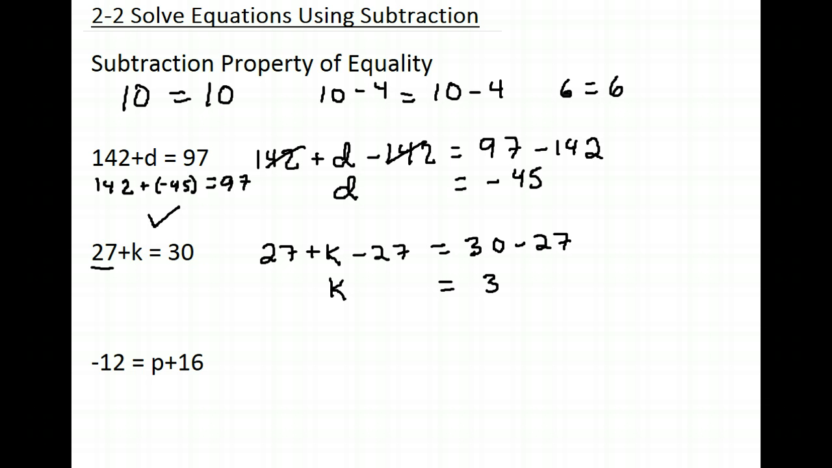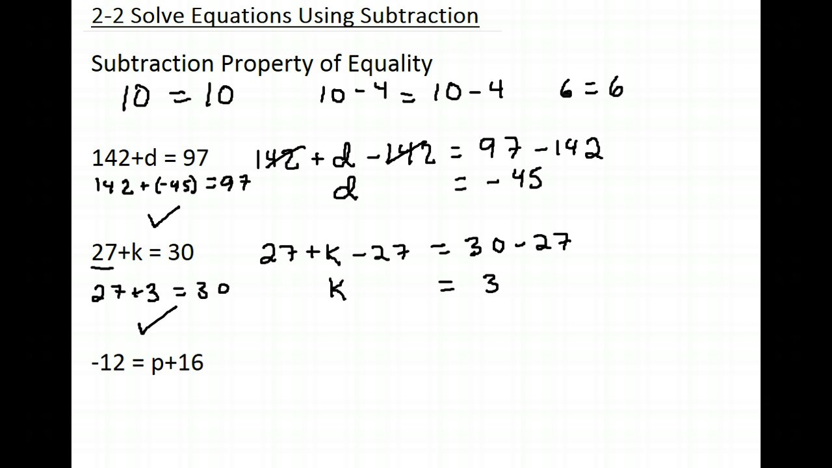Now let's plug that back into our original equation and see if k equals 3 is the right answer. So we get 27 plus 3, going in for our k, equals 30. And yes, 27 plus 3 does equal 30, so it checks.